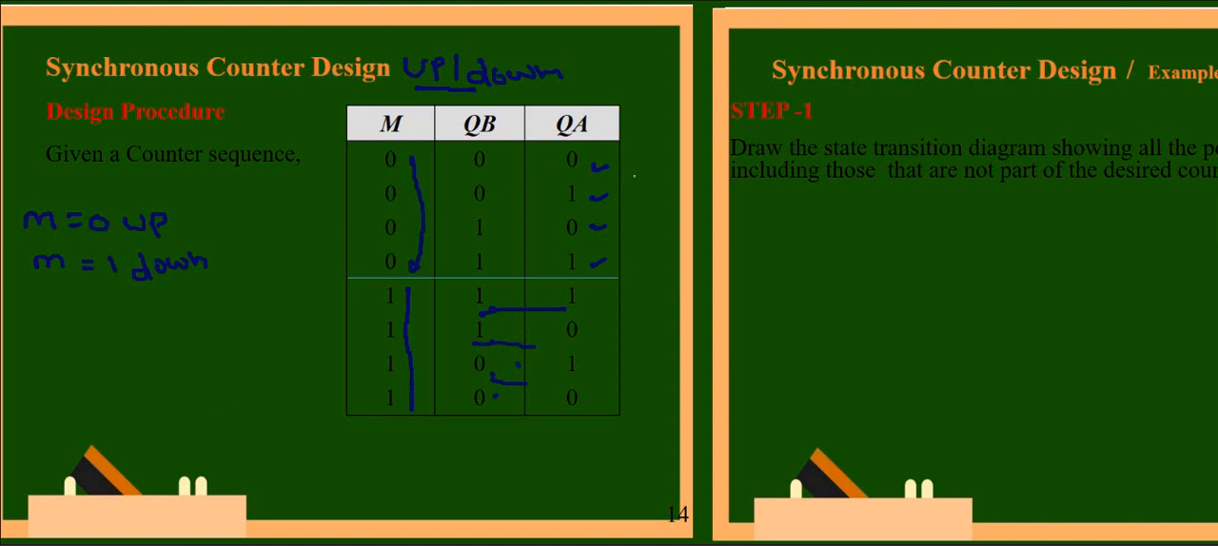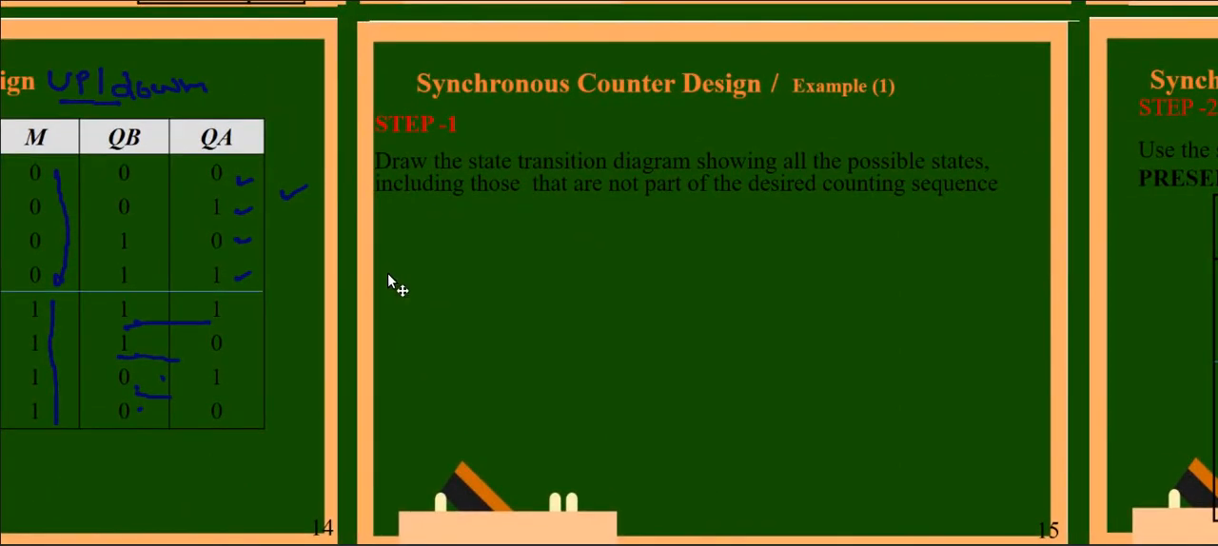First you have to design it as an up counter with M as 0, and in a similar way you have to design the down counter with M as 1. So first we decide how to draw the state diagram, from step 1. In the state transition diagram, first we start from the number 00. There are two possibilities: either it will go to 01 or it will go to 11.